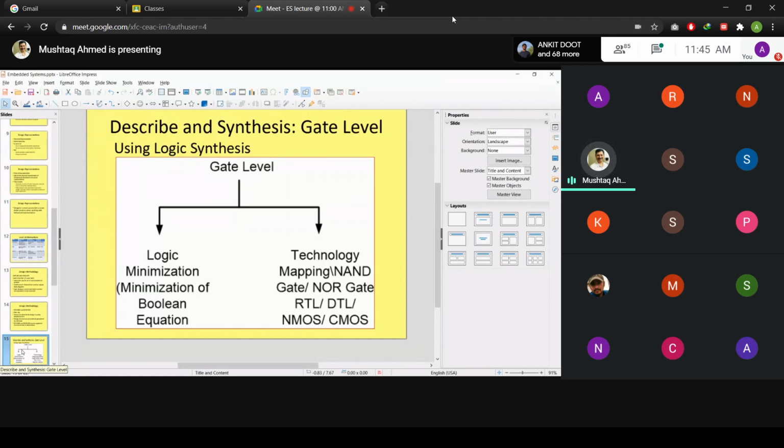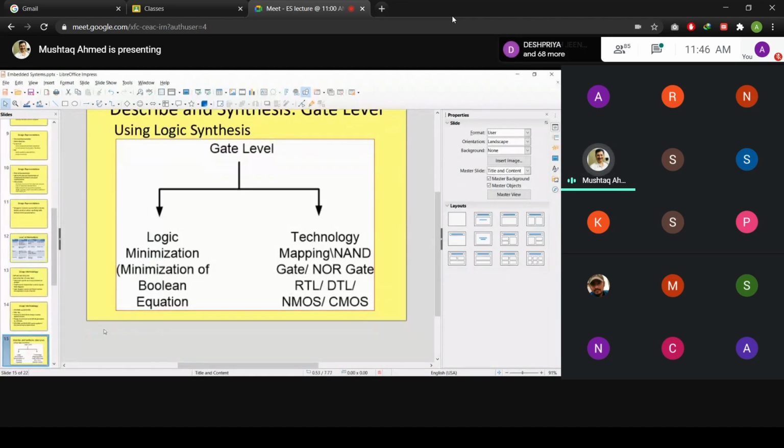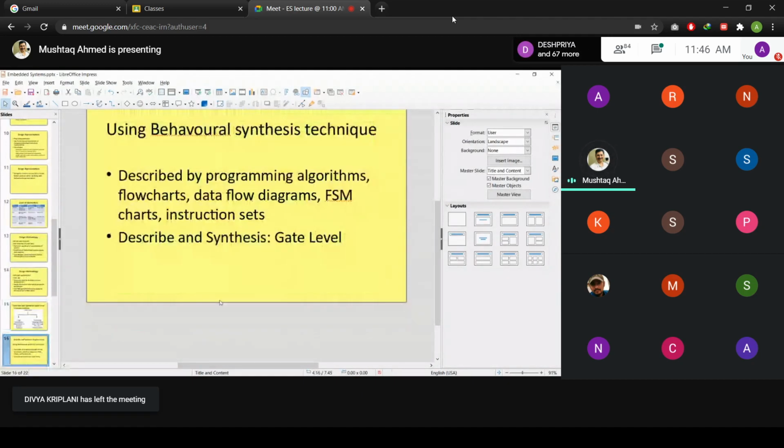That was done earlier when the constraint was the price. Nowadays the price is not a matter, the area or size of the device does not matter, and we have a larger number of gates at our desk with minimal cost. So in that case, it is easy for me to make such a device. And I can use different types of technology: NAND gate, NOR gate, RTL, DTL, and MOS, all the parts which I have stated.